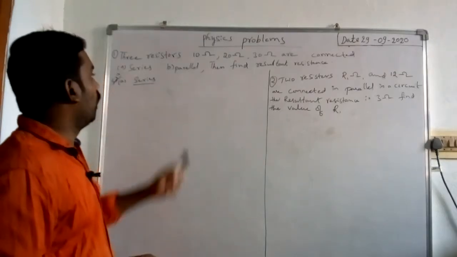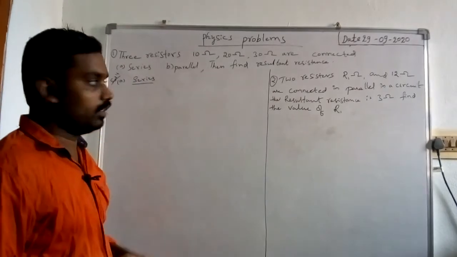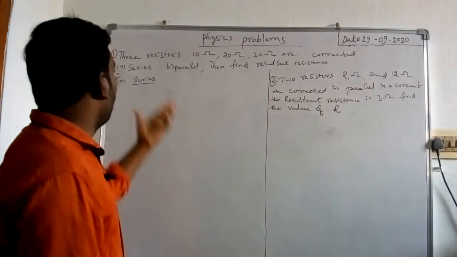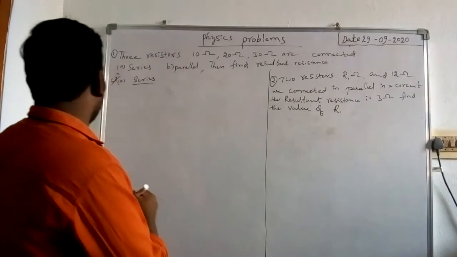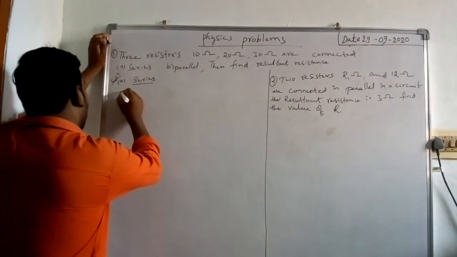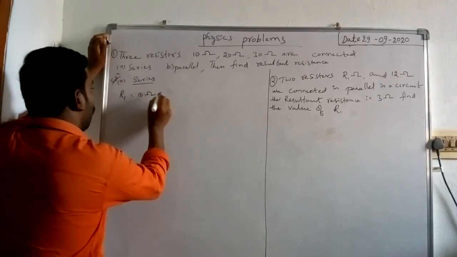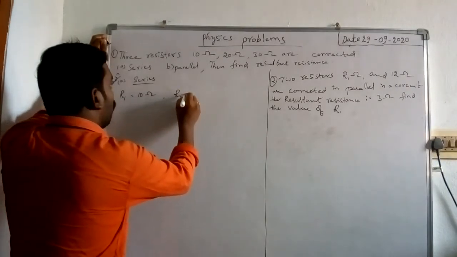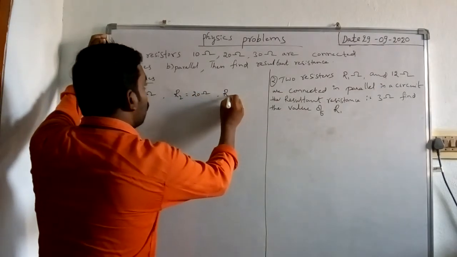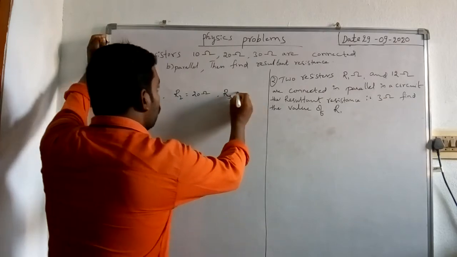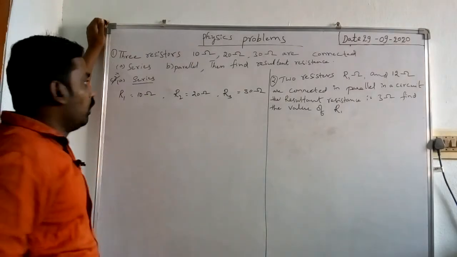For both connections we are taking, we know the two formulas easily. You have to substitute and write. First, three resistors: resistor 1, resistor 2, resistor 3. First, what you are given, we have to convert into symbolic form. R1 equal to 10 ohms, R2 is 20 ohms, and R3 is 30 ohms. First we are doing the series.